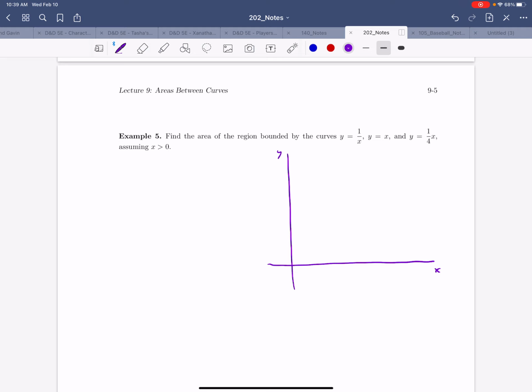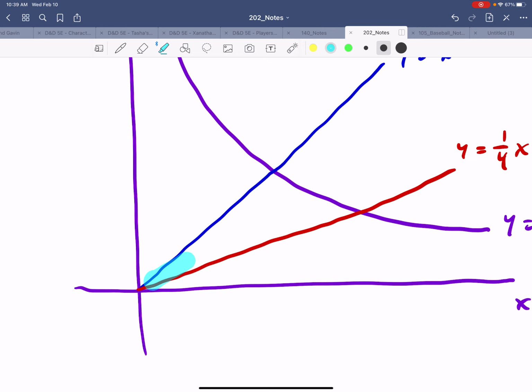So we're going to start off the same way we always do, and we're going to draw the graph, sketch the curve. y equals 1 over x, we should be familiar with that one. y equals x, I hope we're familiar with that one. And y equals 1/4 x. Same sort of thing, but a lower slope. So I hope that we can see here that we have a closed bounded region. And it's a worthwhile question to ask for the area of said region.